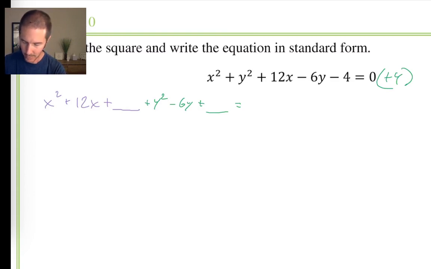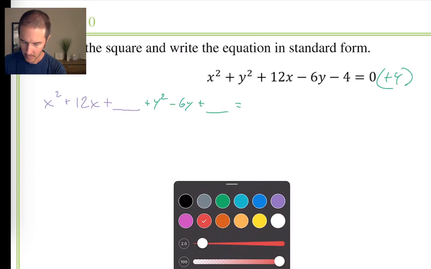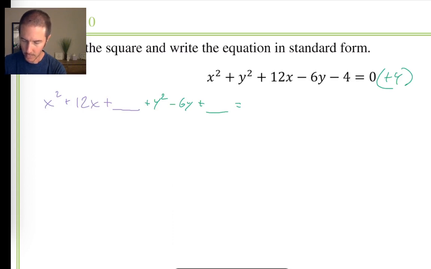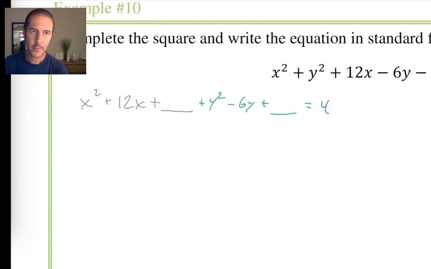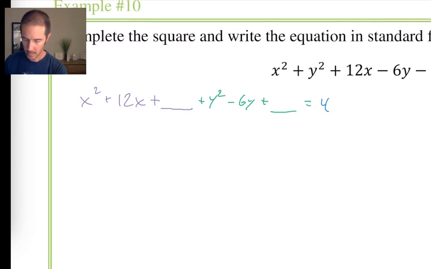Red. I don't like putting red next to green. It's too Christmassy. What about, let's do blue. There's the positive 4. Okay, now what numbers are supposed to go into these blanks that I left? I'll tell you how to create those numbers.